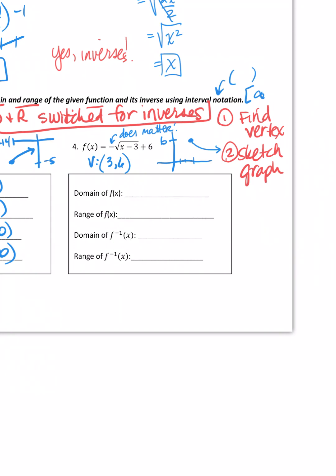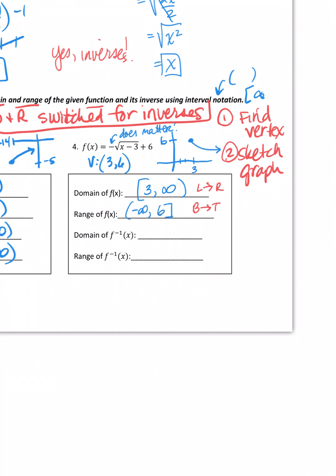Now domain, we go left to right. And it starts over here at 3, where x is 3, and goes to positive infinity. So we'll have the hard bracket to start, and it goes with infinity with a parenthesis. Range will go bottom to top. So remember, domain is left to right, bottom to top on range. So bottom to top. Notice it's going to negative infinity, and it stops at 6.